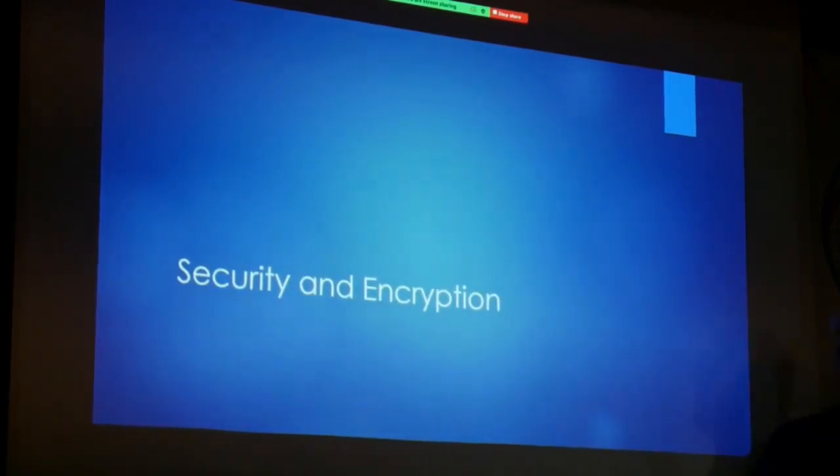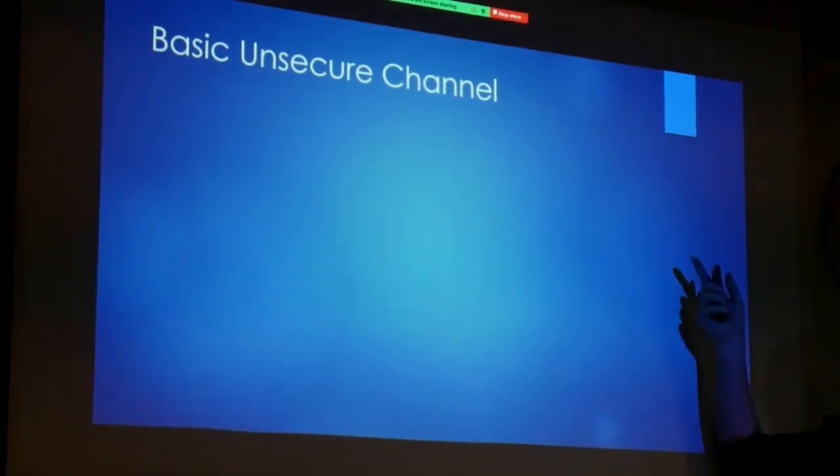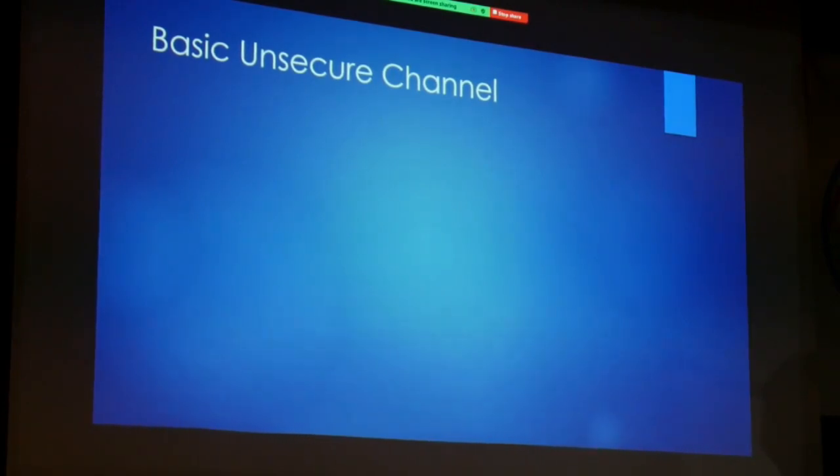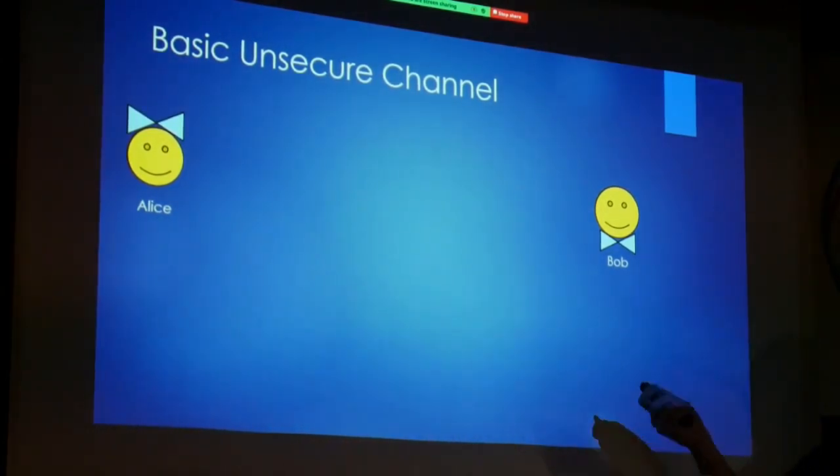So let's start off with just laying the base work for security and encryption in general. Right? And this is a basic model of an unsecure channel that we would like to do. This is our link between the ground and the satellite, the bird up in the sky. And the idea is we have two actors, Alice and Bob, A and B. By the way, in case you get confused, Alice has the bow on top of her head, and Bob has the bow in the bow tie. Okay?